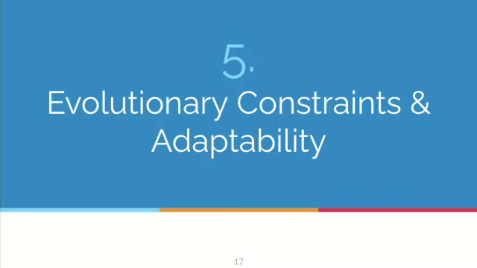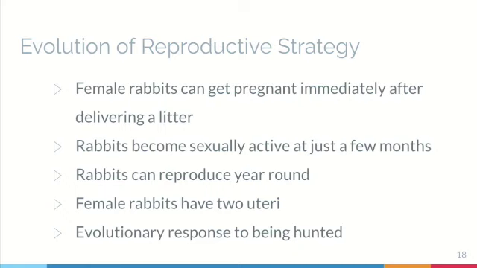The evolutionary constraints and adaptability. Female rabbits can get pregnant immediately after delivering a litter. Rabbits can become sexually active at just a few months old. Rabbits can also reproduce year-round, even outside of their mating season. Female rabbits have 2 uteri. Reproductive strategy is possibly an evolutionary response to being hunted by many different predators and humans throughout the world.